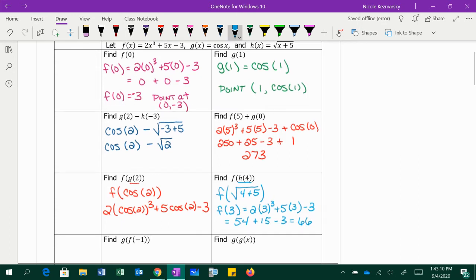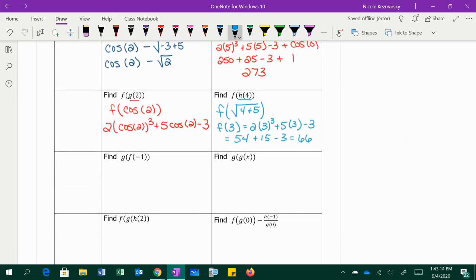Next, we're going to do g of f of negative 1. So I'll leave the g outside. I'm going to have to scroll up and down a bit here. So we're going to say g of, we're going to do f, which is 2 times negative 1 cubed plus 5 times negative 1 minus 3. So that's going to give me g of, let's see, this is going to be negative 2 minus 5 is negative 7, negative 10.